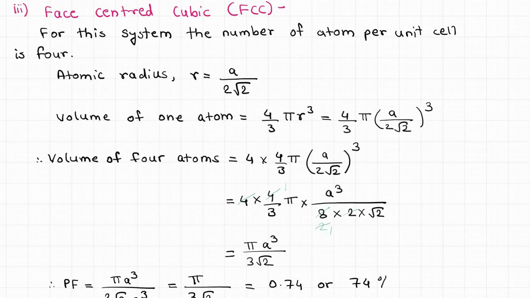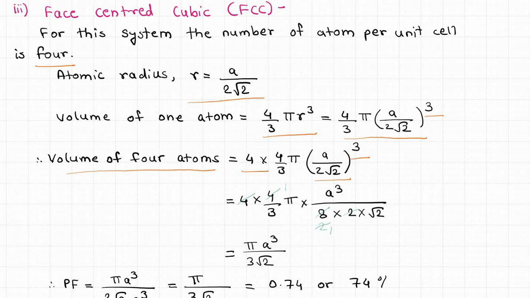Third one is face-centered cubic. For this system, the number of atoms per unit cell is 4. Atomic radius for FCC is r is equal to a divided by 2 root 2. Volume of one atom is 4 by 3 pi r cube. So it is 4 by 3 pi into (a divided by 2 root 2) whole cube. There are 4 atoms in one FCC unit cell.